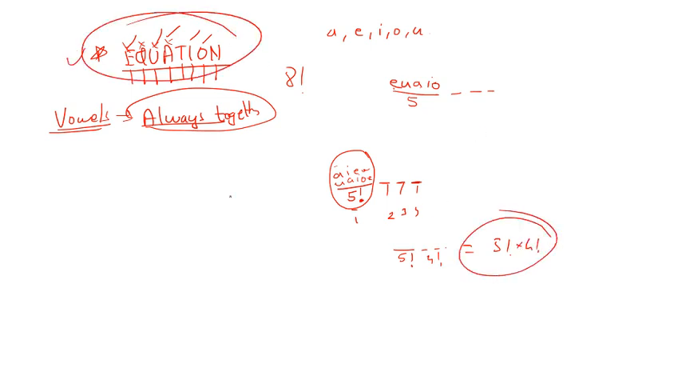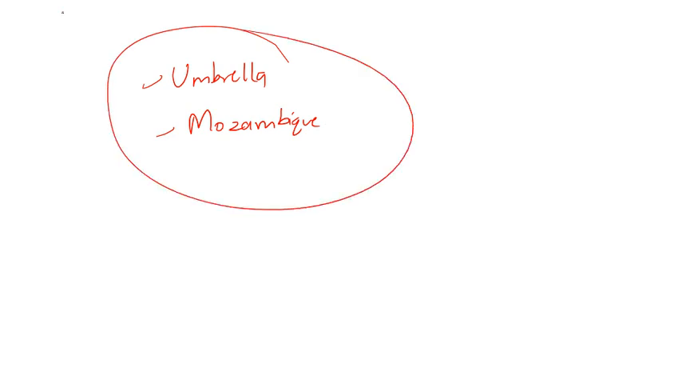Equation is the word. You can take any word and challenge your friends, any kind of words like mathematics or umbrella or Mozambique. You can take this word, umbrella, Mozambique, and you can just try and arrange it. In how many possible ways can this be done?